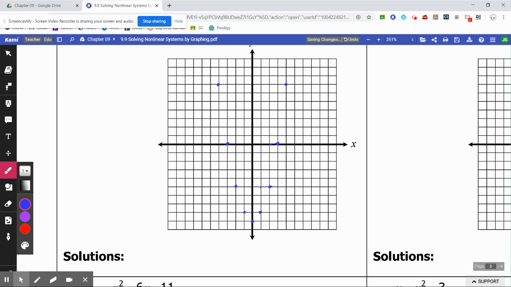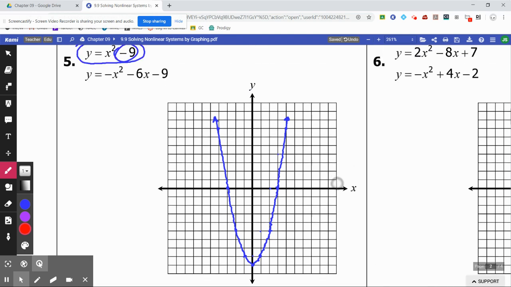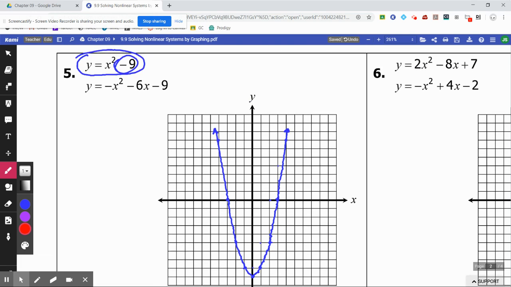There's your first parabola. Now your second parabola, y equals -x squared minus 6x minus 9. Let's see if we can get that into a transformation form. Let's factor the negative out to begin with. You have x squared plus 6x plus 9. That actually factors. That's a perfect square. So that's going to be (x plus 3) squared. So this is your original parabola. We're going to flip it, and we're going to move it left 3.